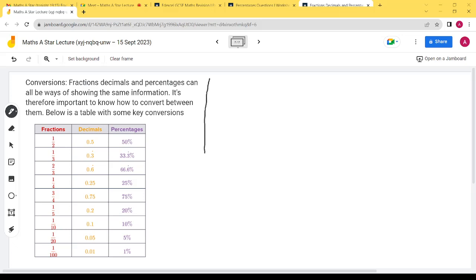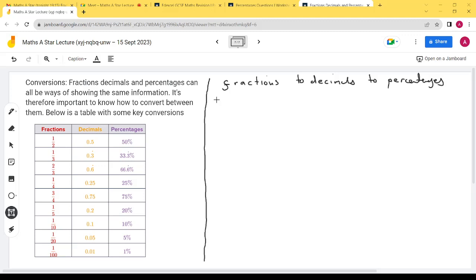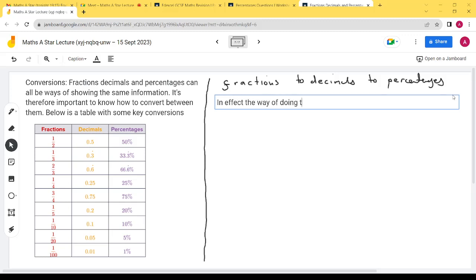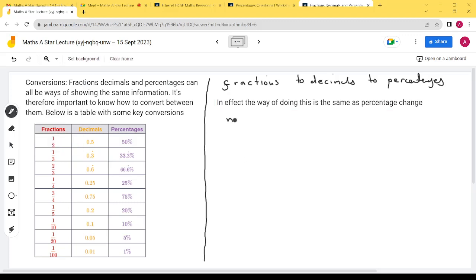But what we're going to look at over here is fractions to decimals to percentages. And so, in effect, the way of doing this, as already mentioned, is the same as percentage change, because you're just going to do, in effect, numerator, which is what the change would be on the other formula, divided by denominator, times 100.